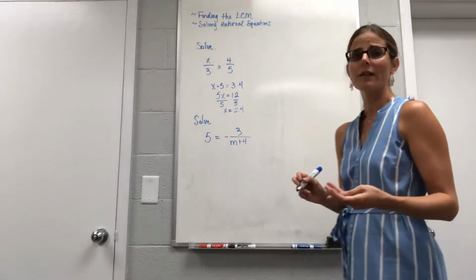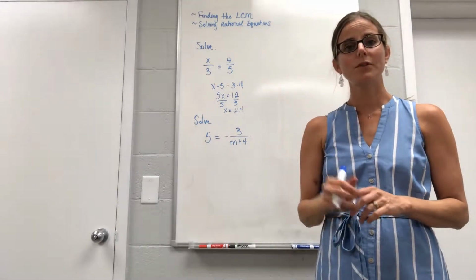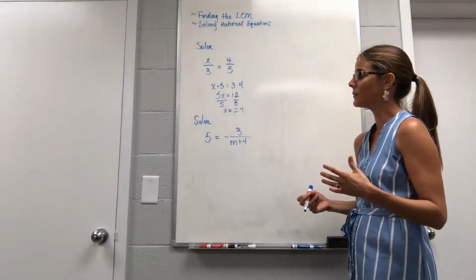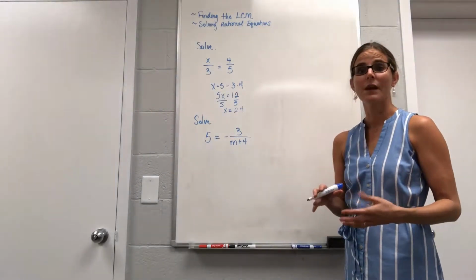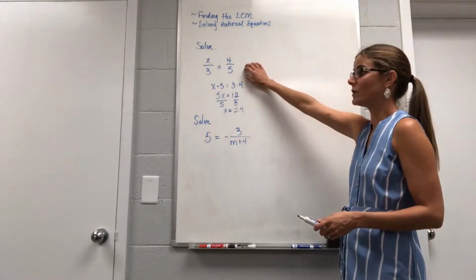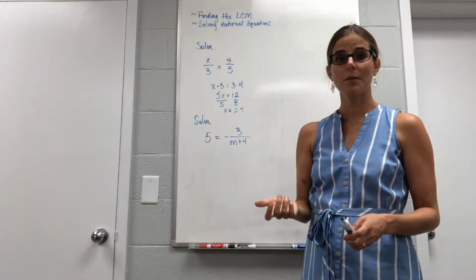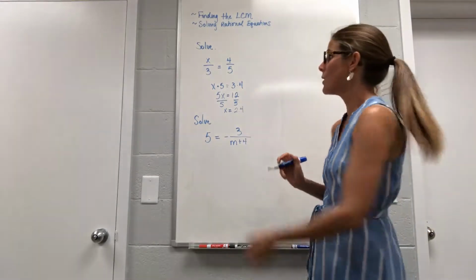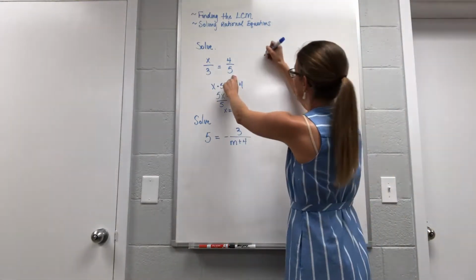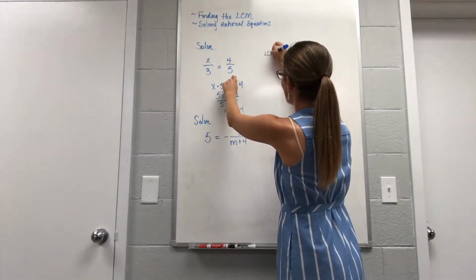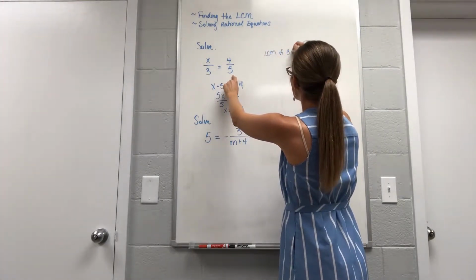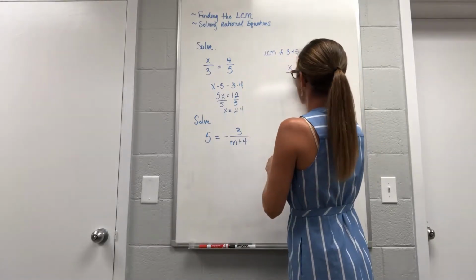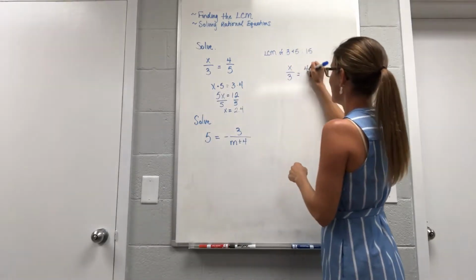We could also look at this using the LCM. So I'm going to show you this problem in two different ways because I do think that it's important to understand the connection between the LCM. When you have a rational equation, what you can do is multiply both sides by the least common multiple, if that will divide both of those denominators. So we're looking at the 3 and the 5. The LCM of 3 and 5 is 15. So what I'm going to do is take this equation and multiply both sides by 15.